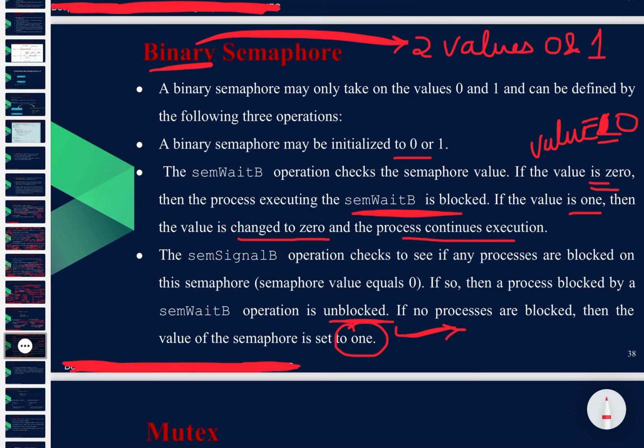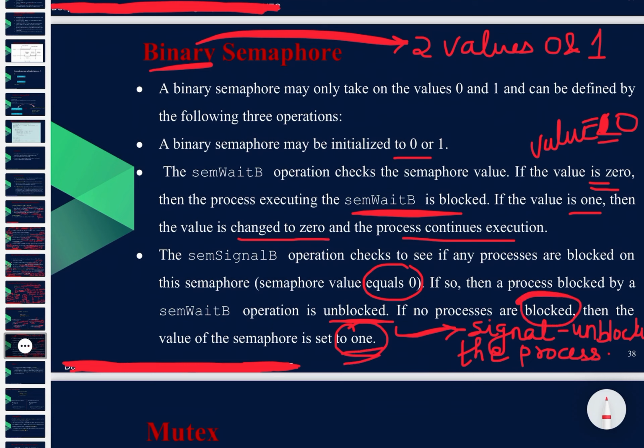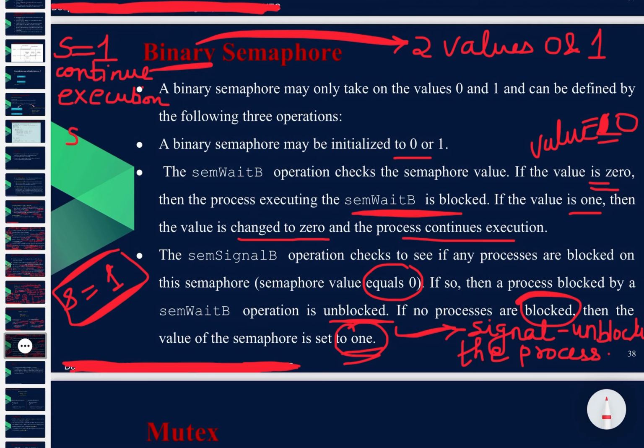So if a process is blocked, that is the semaphore value is equal to 0, the signal operation will unblock the process. If no processes are blocked, then the semaphore value will be set to 1. So in binary semaphores, if the semaphore value is 1, the process continues. If the semaphore value is 0, the process is blocked. If the value of the semaphore is equal to 1, continue the execution. If the value of the semaphore is equal to 0, block the execution.